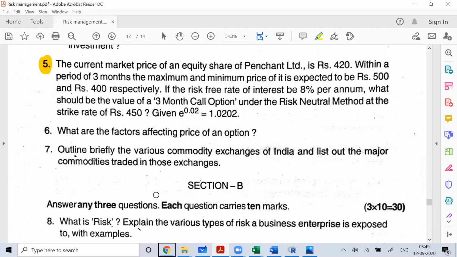Okay, so now we'll do this problem. Same like what we had done. Same problem. I believe you can do it very easily.